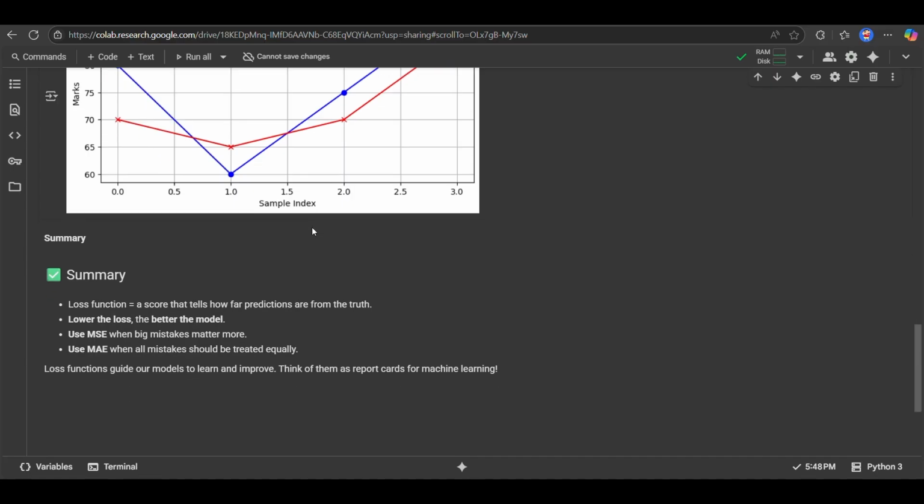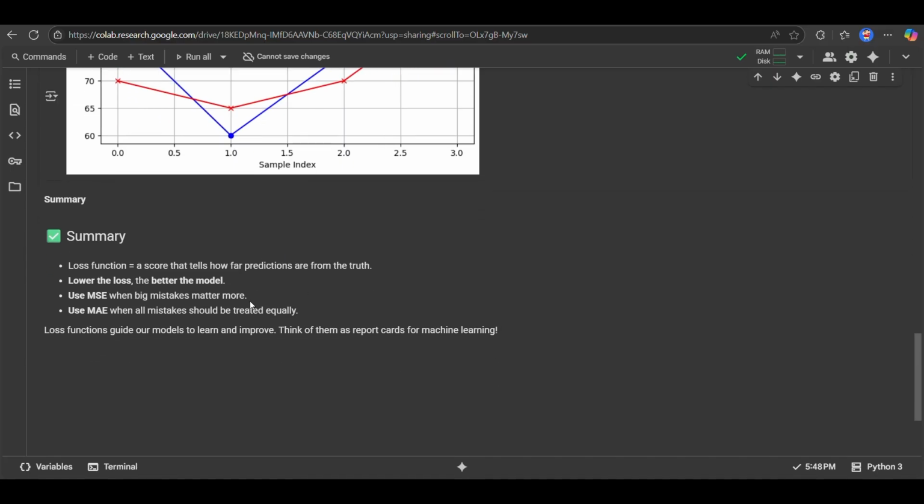So a loss function gives us a score that tells how far our model's predictions are from reality. Here MAE is simple, it gives equal weight to all errors, and MSE penalizes bigger mistakes more. So lower loss equals better model performance. A loss function acts like a report card, giving feedback to the model so it can learn and improve.